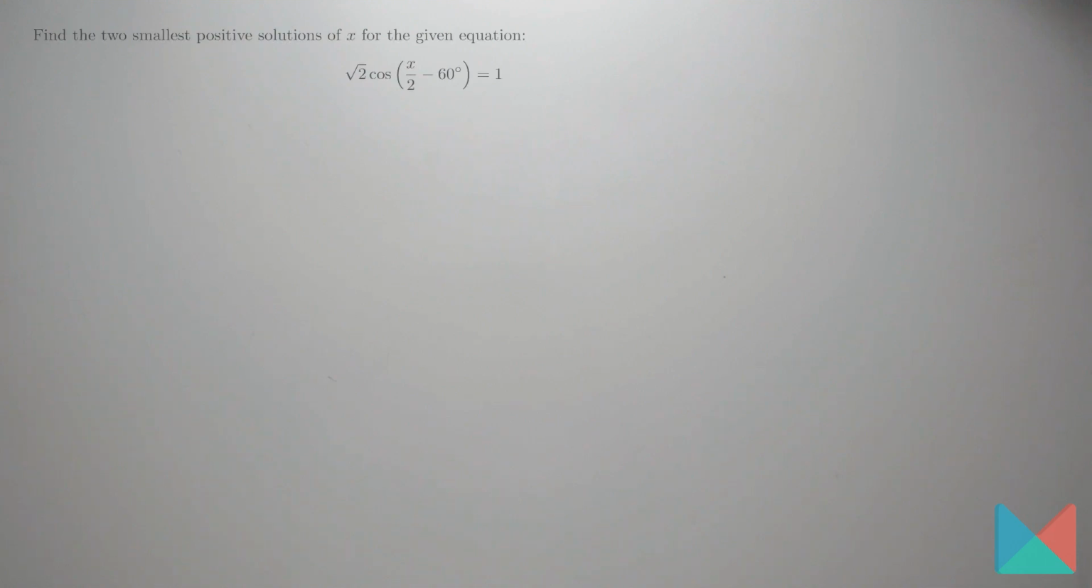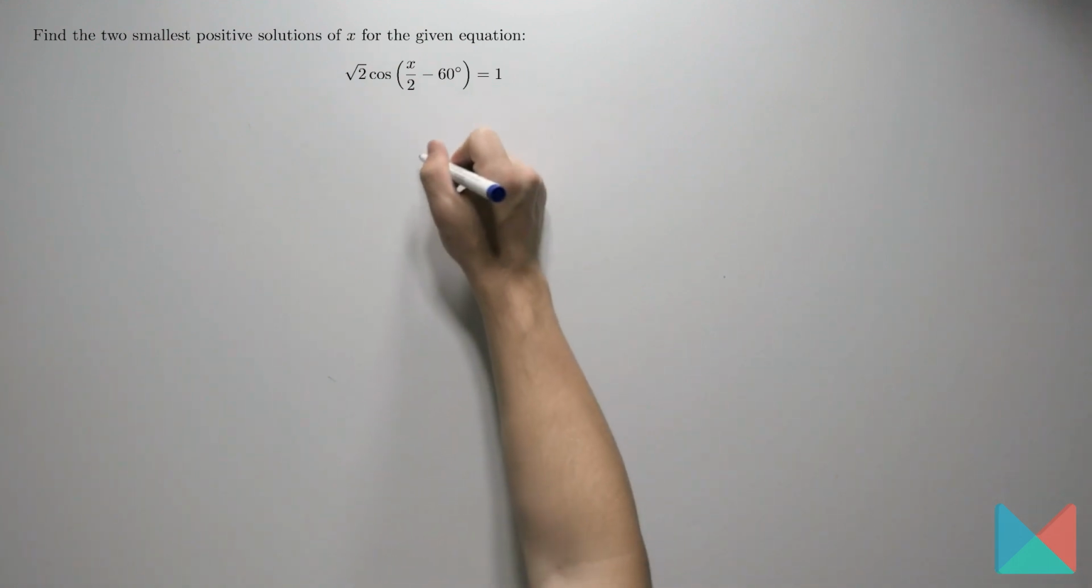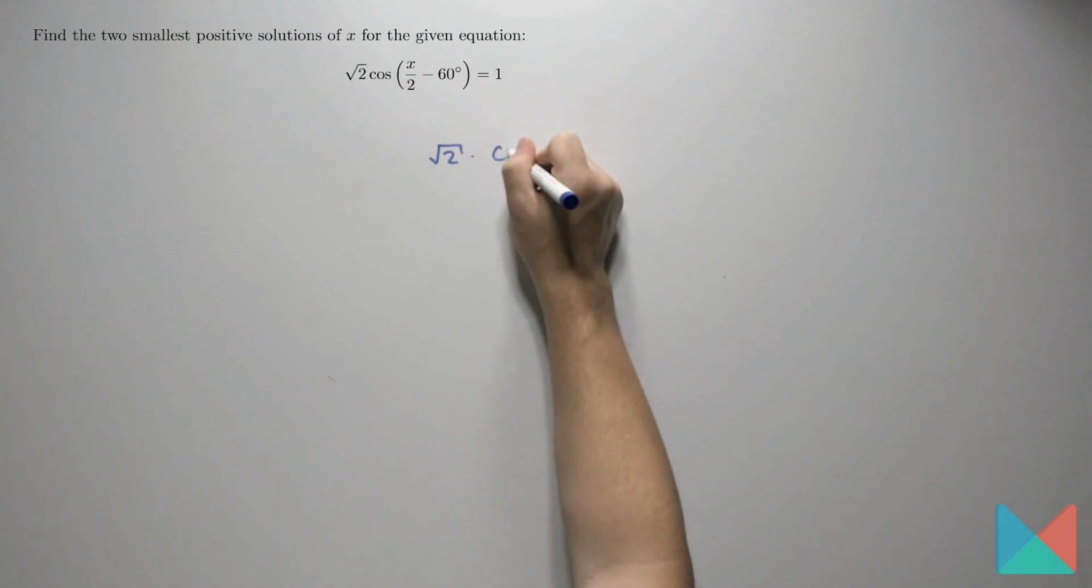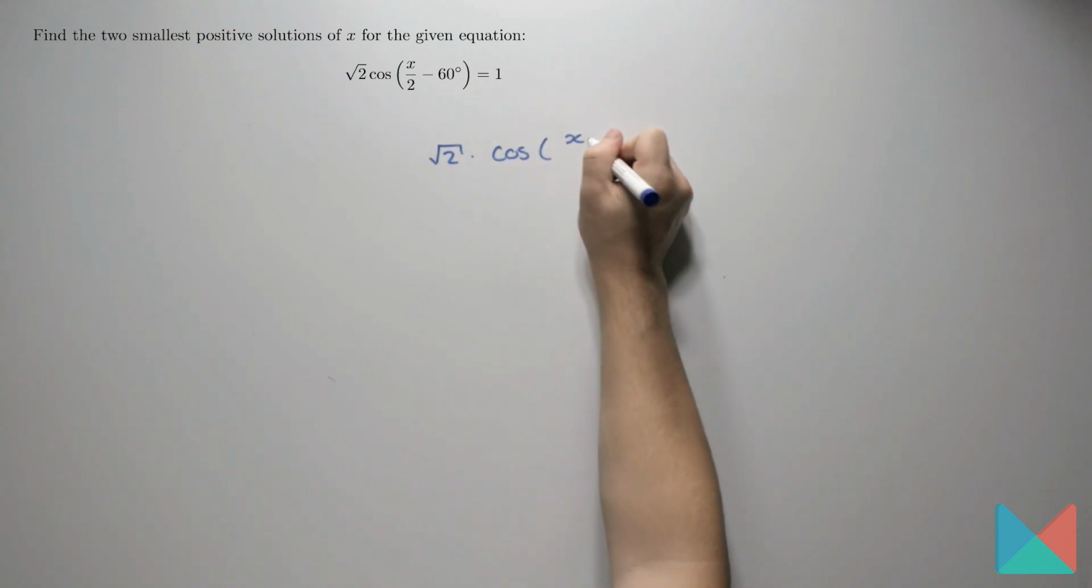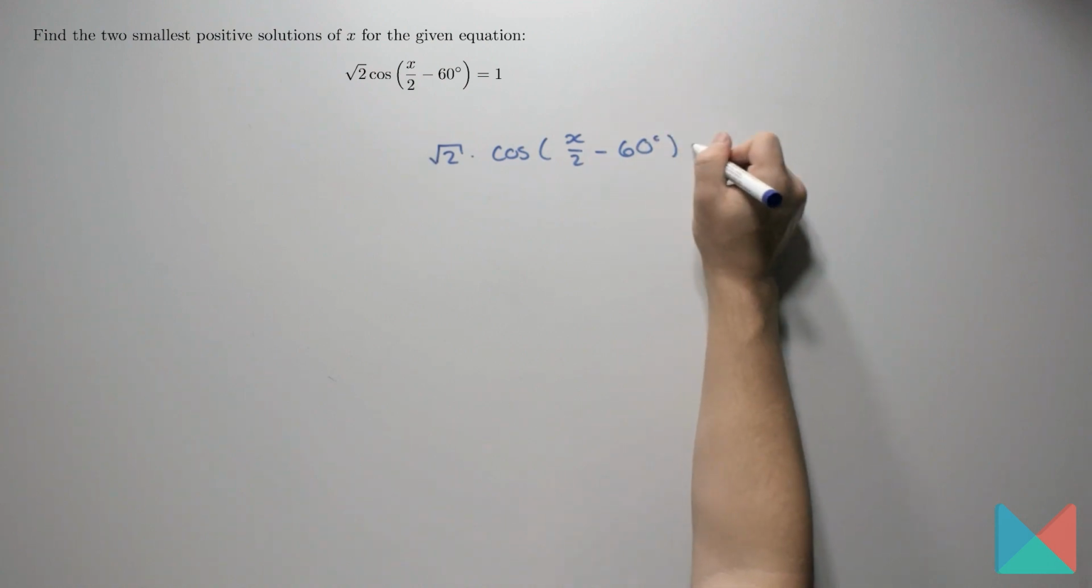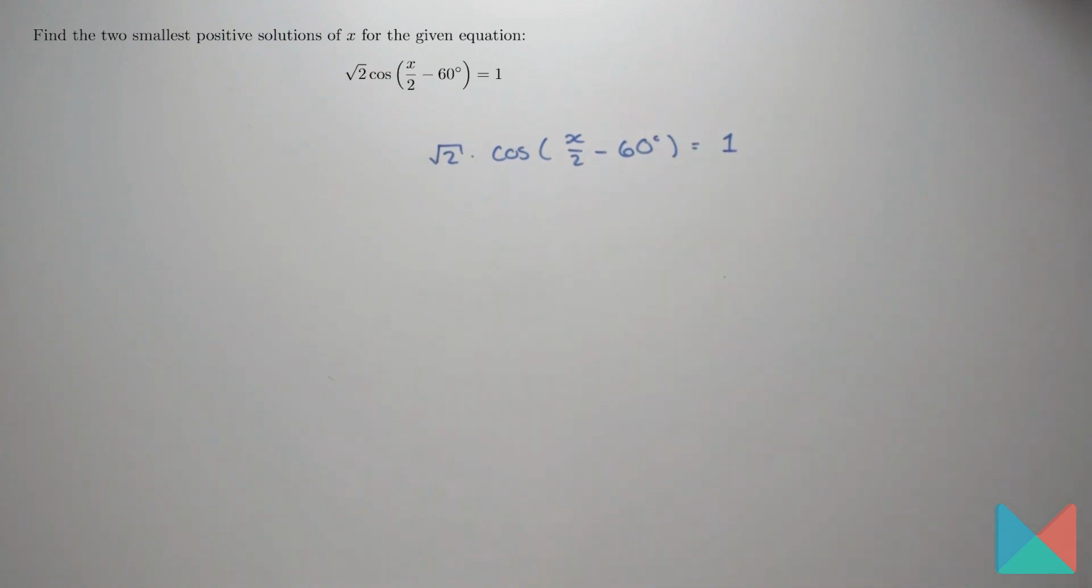For our final problem, we want to find the two smallest positive solutions for the given equation. So let's rewrite this equation. We have the square root of 2 times cos of x over 2, take 60 degrees, is equal to 1.